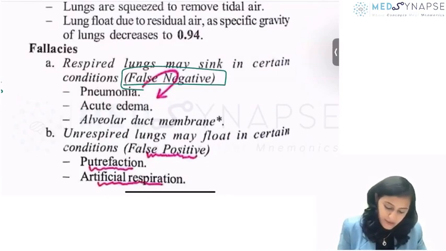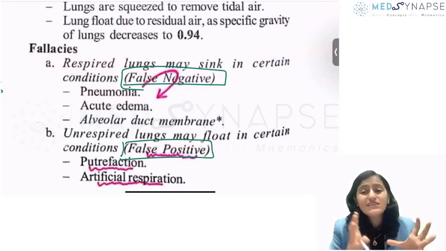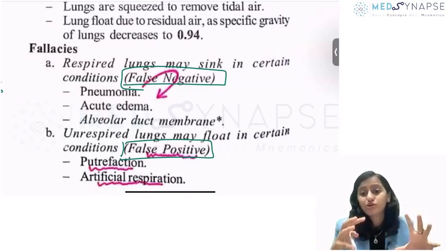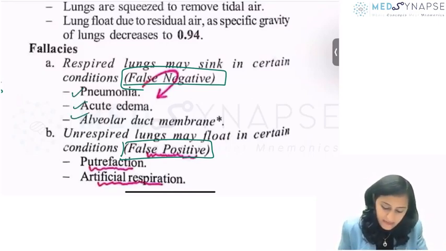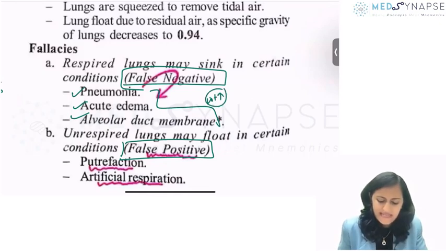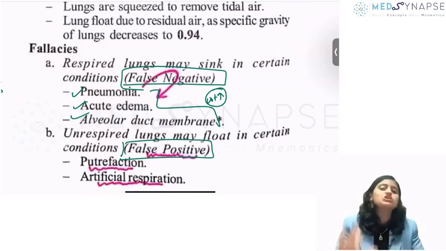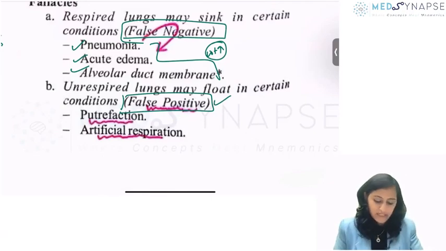So remember, where do you get false negative and where do you get false positive? False negative means we have got a negative result. The lung is not floating, but actually the baby was live. So when there's pneumonia, edema, hyaline membrane, here the weight is increased due to consolidation, due to edema. So it will not float. And unrespired lungs may float, false positive.